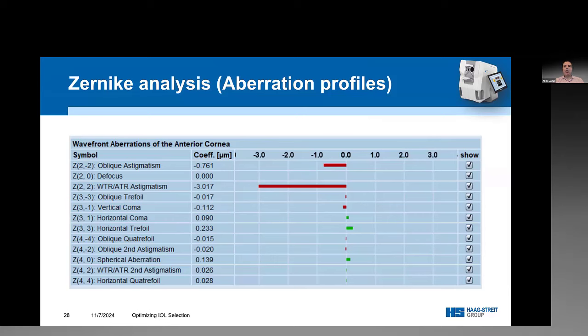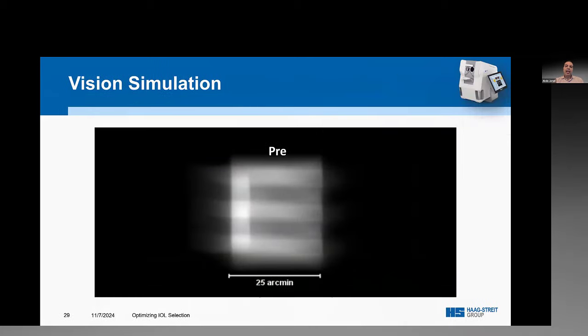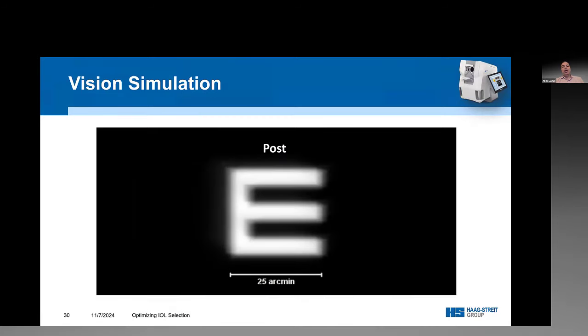Zernike analysis or corneal aberrometry is included. This helps us identify corneal irregularities and supports treatment option selection. We use the Zernike data to build a vision simulation that helps us understand and explain the current vision status to the patient.